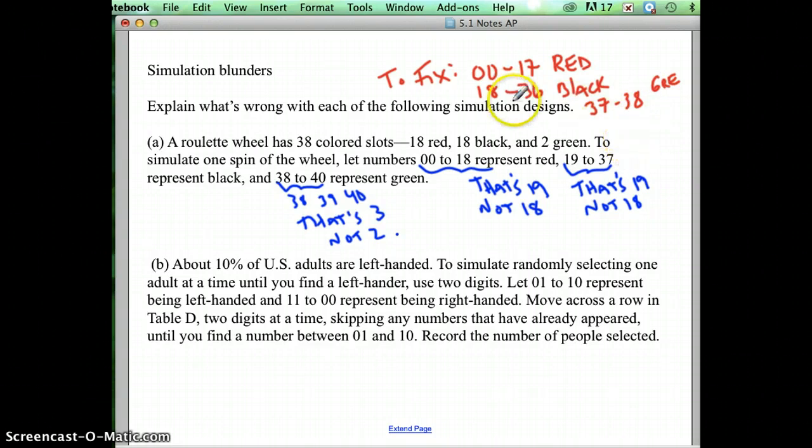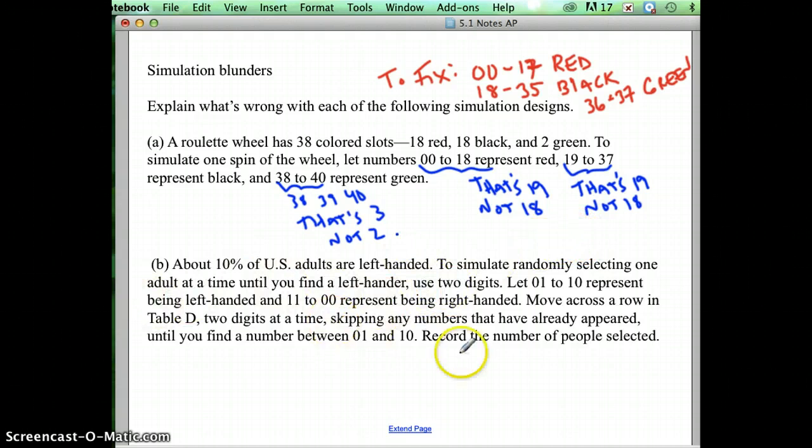Oh, no, I did that wrong, didn't I? Let's back it up here. Count this 18 to 36 one more time. It should be 18 numbers. Count it on your fingers one more time. 18, 19, 20, 21, 22, 23, 24, 25, 26, 27, 28, 29, 30, 31, 32, 33, 34, 35. It should only go through 35. So we have to fix that. So you have to be very careful with how you number these. Okay, so 0, 0 to 17 is red, 18 to 35 is black, and then 36 and 37 would be green. That's if we were going to fix it.